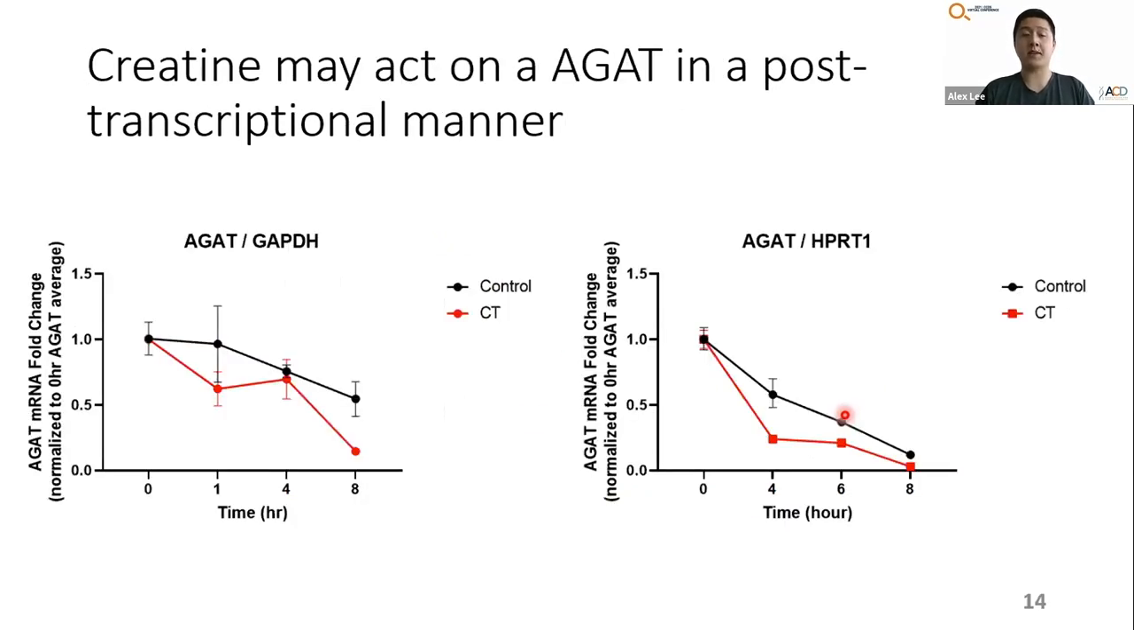What we're looking at here are the levels of AGAT mRNA over time relative to time zero. On the graph on the left, we have AGAT expression normalized to GAPDH. On the right, we have AGAT expression normalized to HPRT1, which is an additional housekeeping gene. Regardless of which graph we look at, the amount of AGAT mRNA declines over time, as expected. We can also see that in the presence of creatine, AGAT mRNA declines at a faster rate relative to the control. Based upon this observation, creatine can have a post-transcriptional effect on AGAT by increasing the rate of its degradation and reducing its stability.